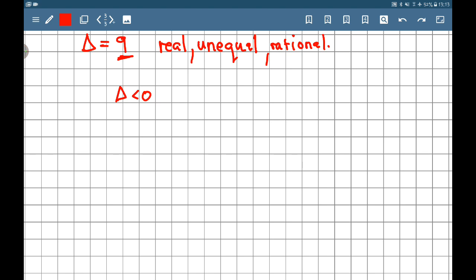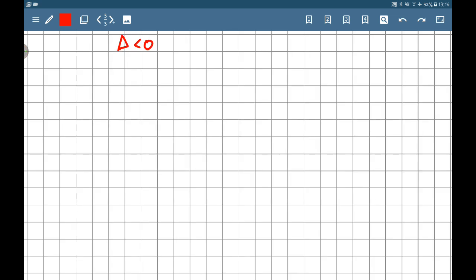Close your books. I'm asking questions now. We want to identify the roots without solving the equation. And then for rational roots, what must be the value of the discriminant? It must be a perfect square. Okay, awesome. Great.